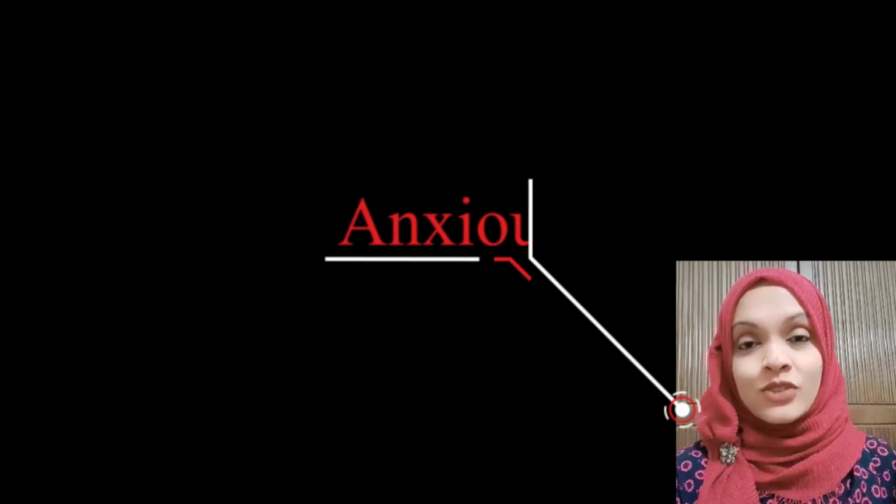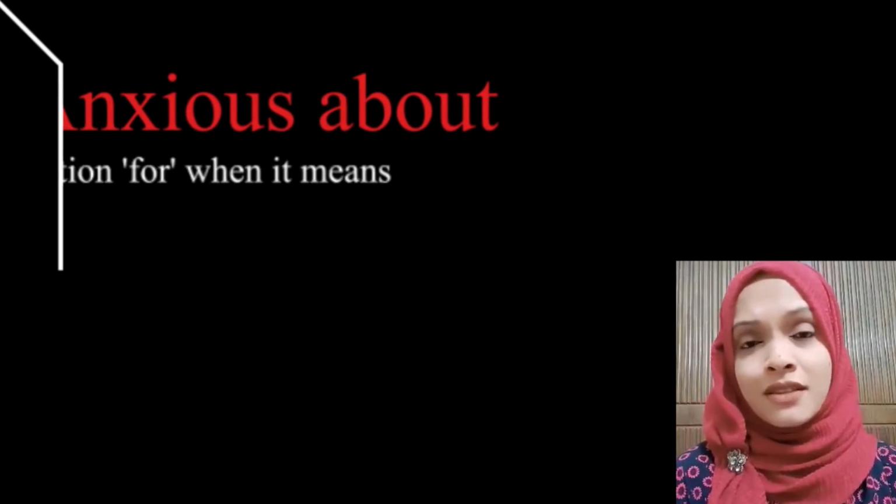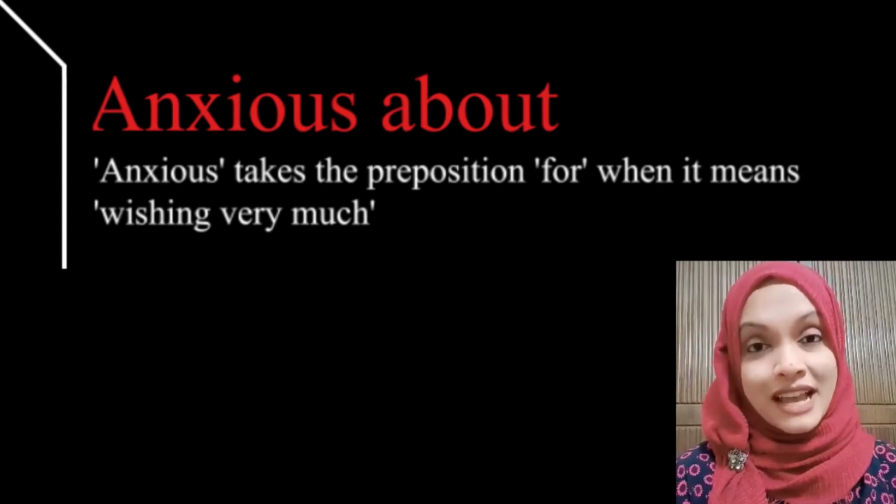The other example, anxious for. So when we wish for something so much, we use for with the word anxious. So when anxious means very much wishing for something or willing for something, it takes the preposition for with it. Example in a sentence, I am anxious for a better job. That means I'm wishing for a better job. My parents are anxious for my success in future. That means my parents are wishing very much for my future success.